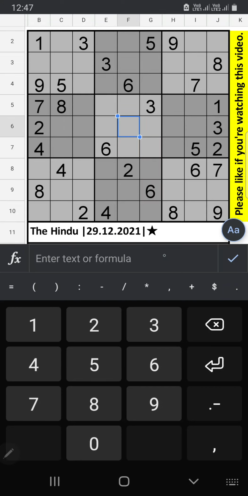Welcome to SkVm Sudoku. I am going to solve the Hindu newspaper Sudoku, posted on December 29, 2021.